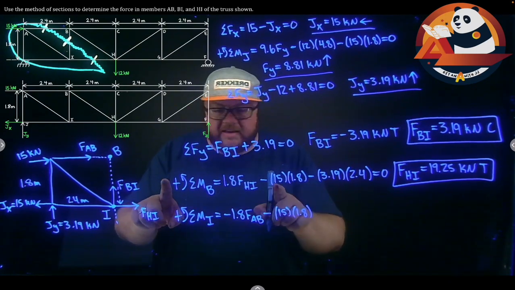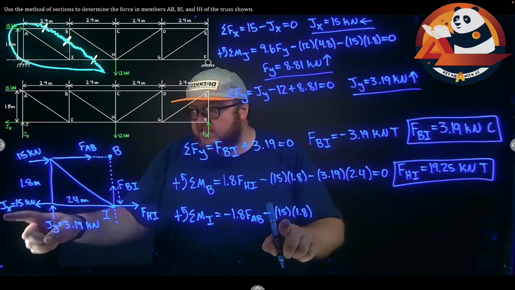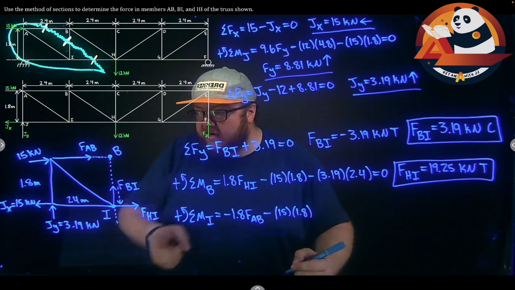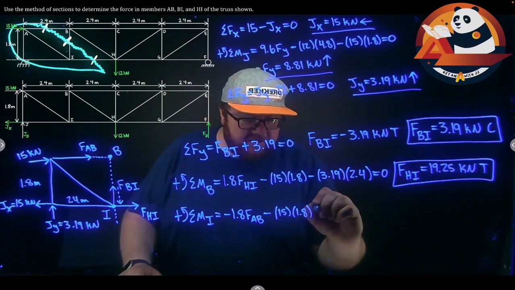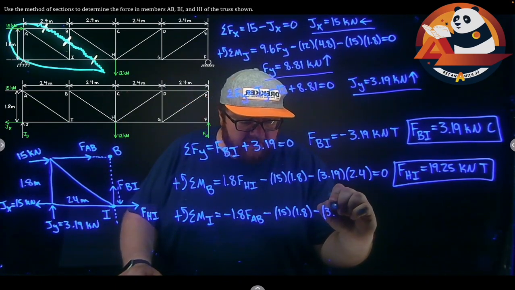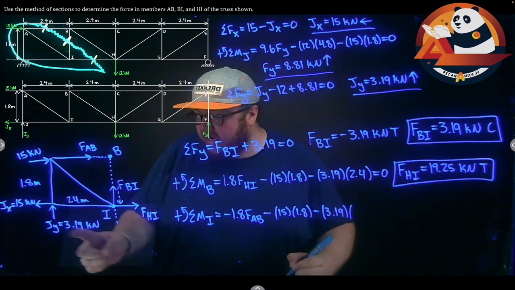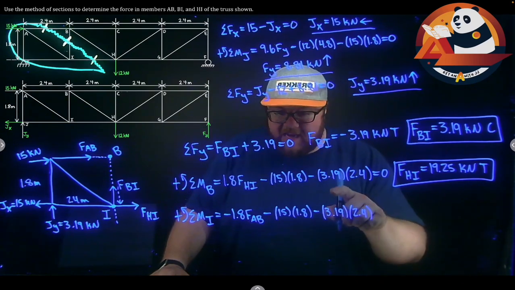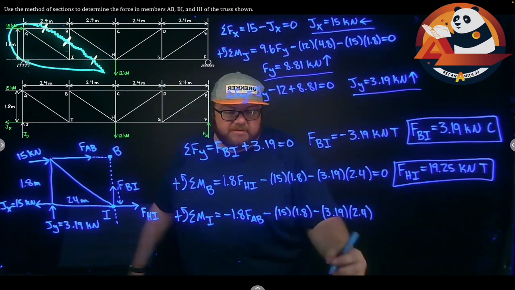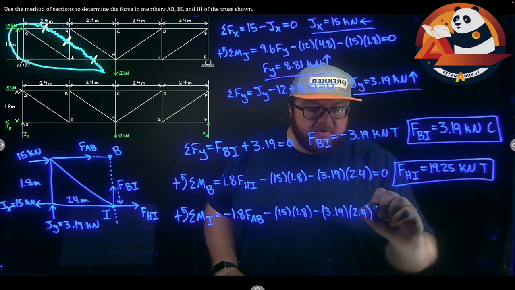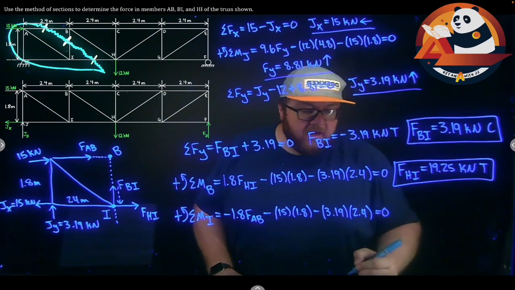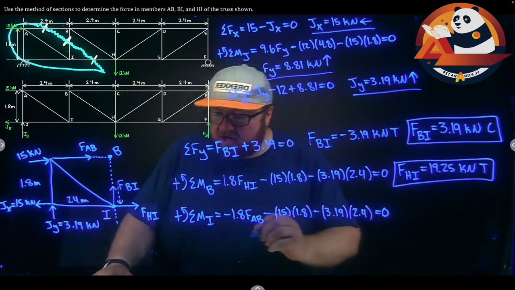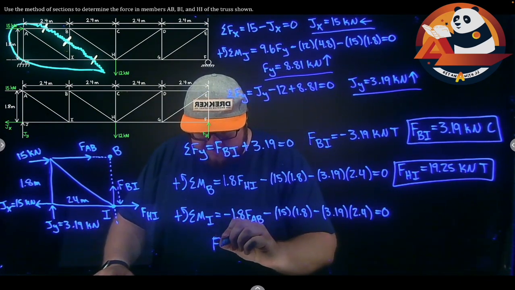In my moments about B, that 15 was from JX. Here, this is from my applied force. And then finally, I have JY in here, causing a clockwise rotation, so minus JY, 3.19, times distance, 2.4. Which is the exact same as it was in my moment about B equation. But all of that is going to get me to 0. If I solve for FAB, I'll get my last unknown.